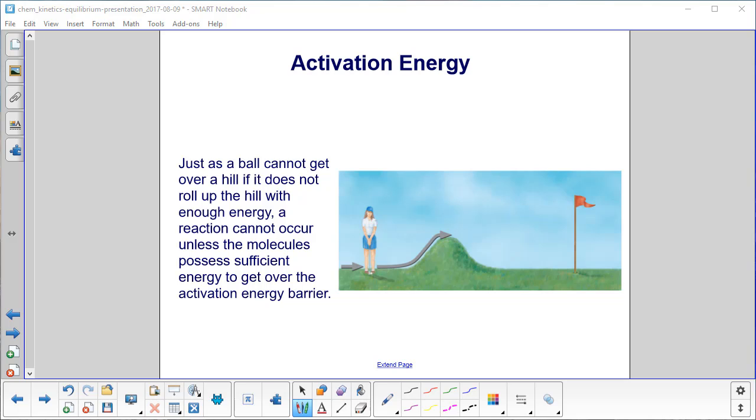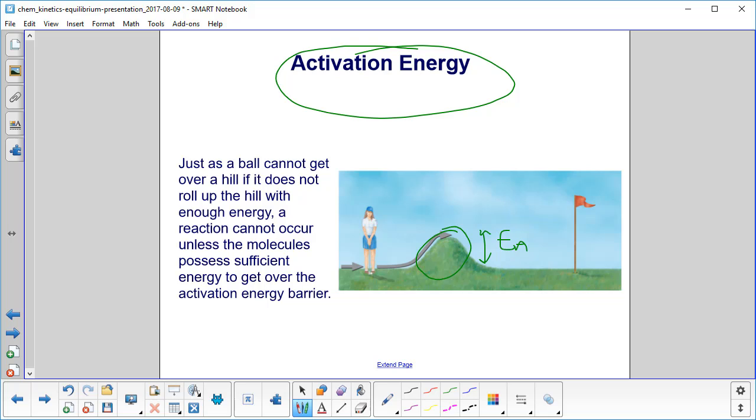Okay, it's now later, and it's time to explain that E sub A. Remember, it was kind of like this between the peak and the bottom. E sub A is called the activation energy. Just as a golf ball can't get over a hill if it does not roll up the hill with enough energy, a reaction cannot occur unless the molecules possess sufficient energy to get over the activation energy barrier.